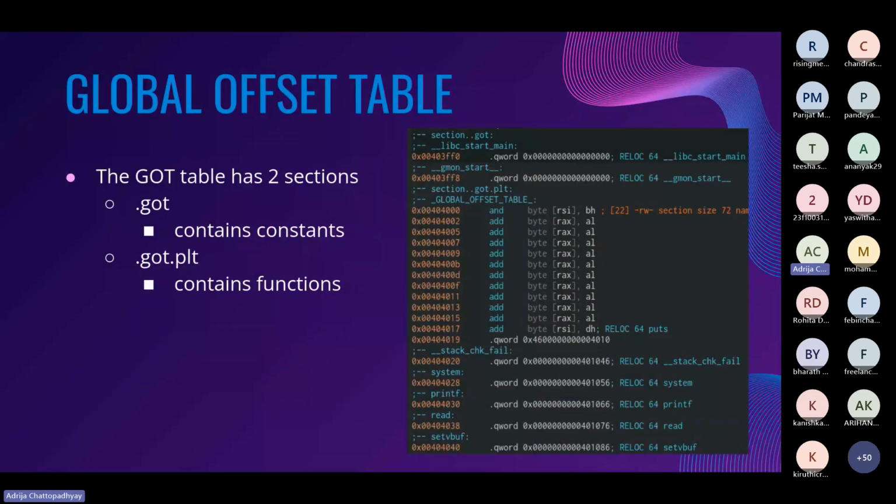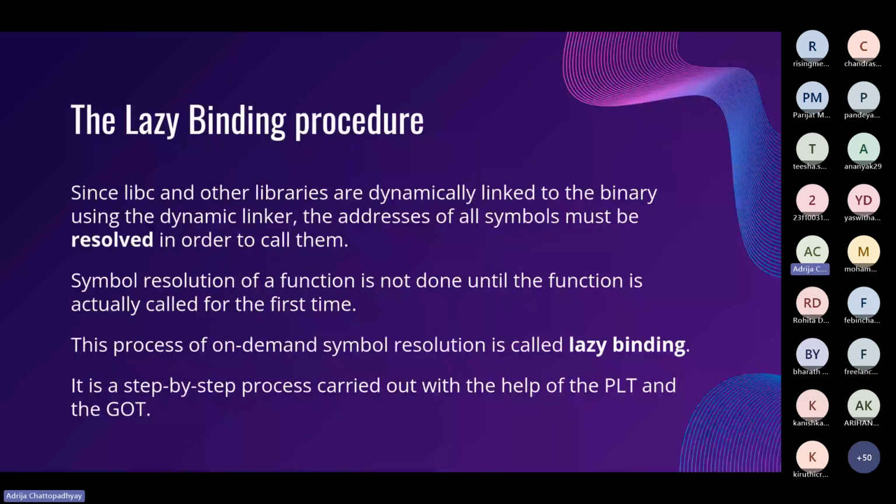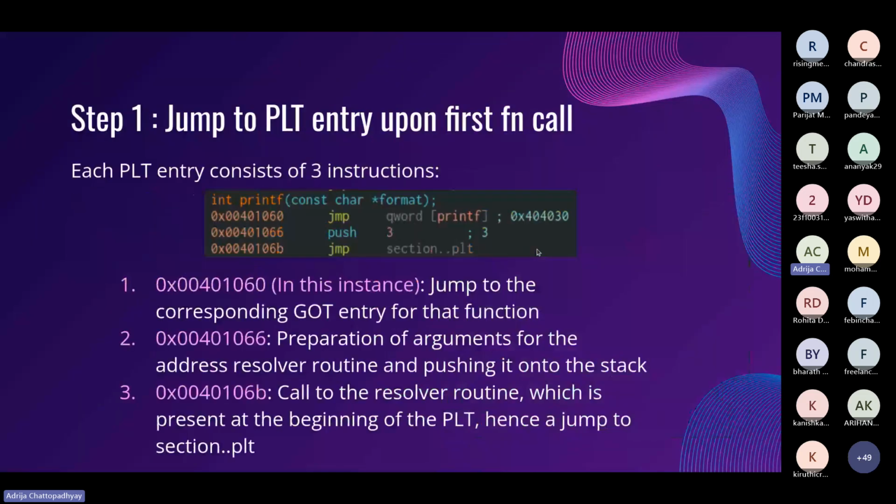Okay, now this is the section .got. So just have a look at this. Now lazy binding we discussed, and the steps to the call. Each PLT entry contains three instructions. The first one jumps to the corresponding GOT entry for that function. Then preparation of arguments for the address resolve routine and pushing it onto the stack. So we see an integer is pushed onto the stack, like I told you. There it was zero, here it's three.